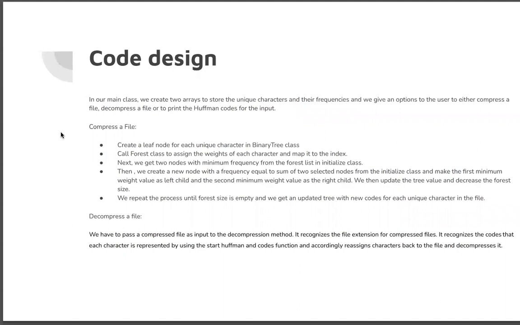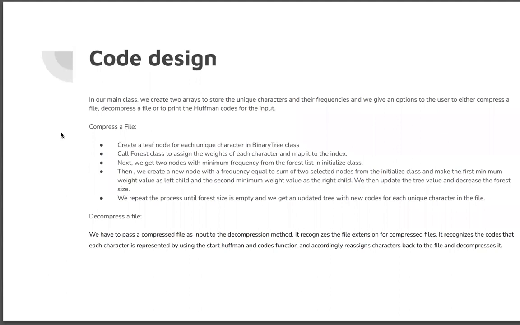To begin with, we provide options to the user to either compress a file or to decompress a file. To compress a file, a user has to enter the file name to be compressed. We accept a .txt file as input and read each character of the file into a string builder. Then we convert it into a string and later convert this string into a character array. So we have all the characters present in the file as a character array.